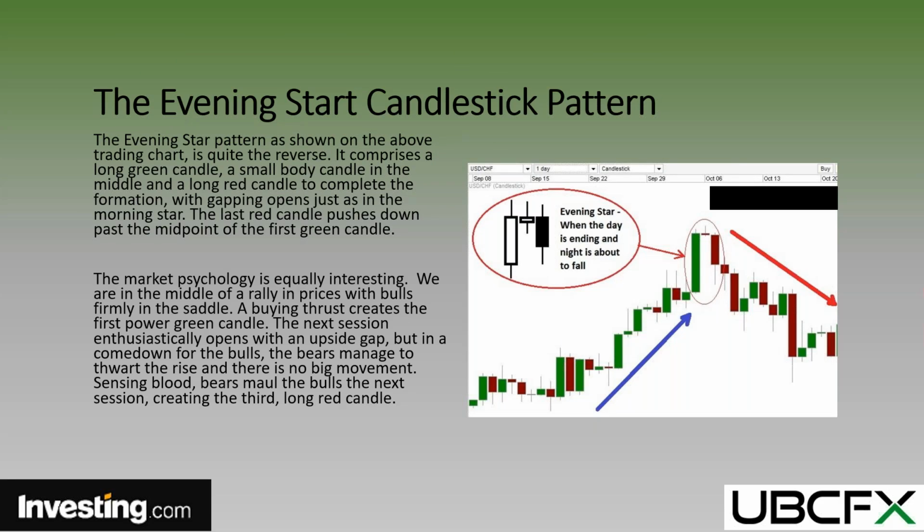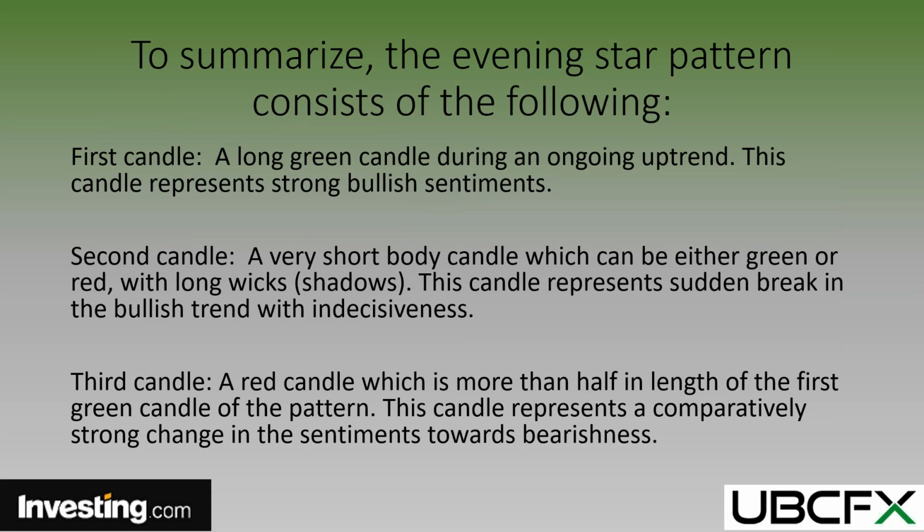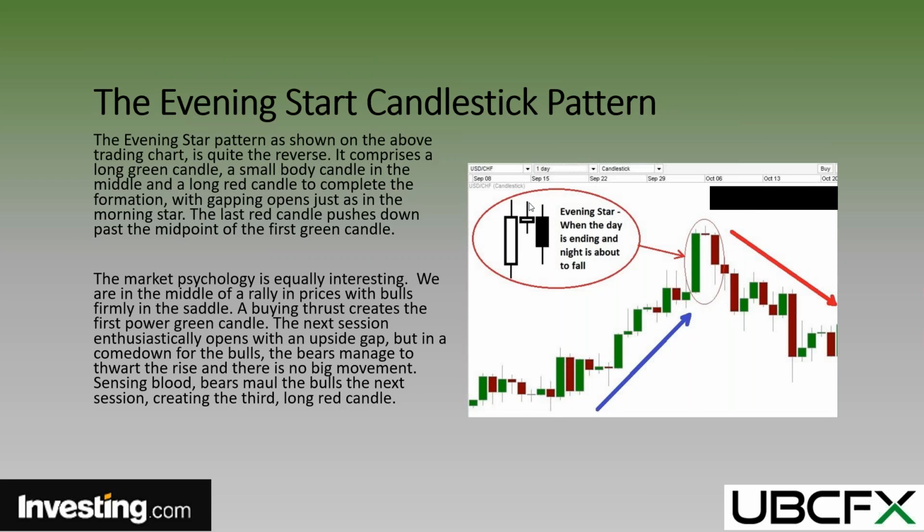They consist of three candles. The first candle is a long green candle during an ongoing uptrend. This candle represents strong bullish sentiment. Then it's followed by a very short body candle with either a green or red long wick. And this candle represents a sudden break in the bullish trend with indecisiveness. And this candle is then followed by the third candle, a red candle which is more than half the length of the first green candle. This candle represents a comparatively strong change in the sentiment of the market. So you can see that up here in a little sketch, and then you can see it in the pattern.